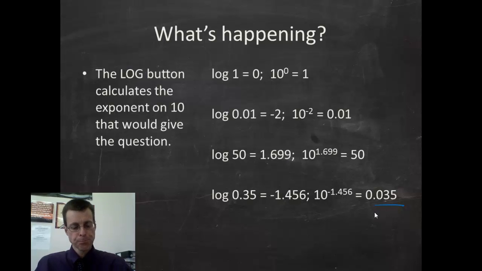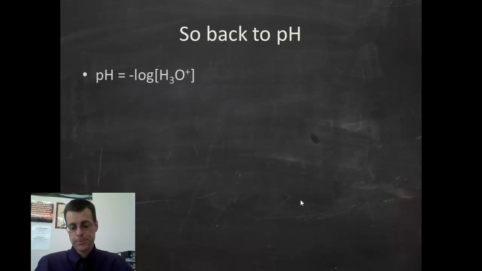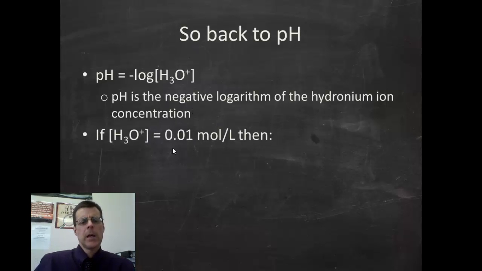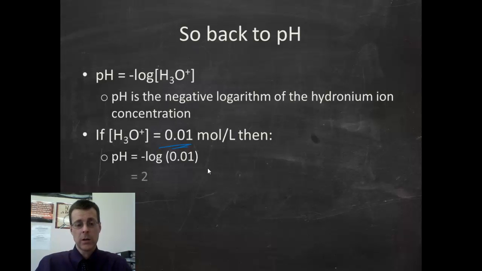Okay. Now, if I think about this, for solutions, I'm usually dealing with kind of smallish numbers, right? My concentration numbers are never going to be all that large. So, continuing on, going back to pH, if my pH is the negative log, so I know what the log button does, of the hydronium ion concentration, I said that earlier, and I have a concentration of 0.01 mole per liter, that would mean I would have a pH of 2.